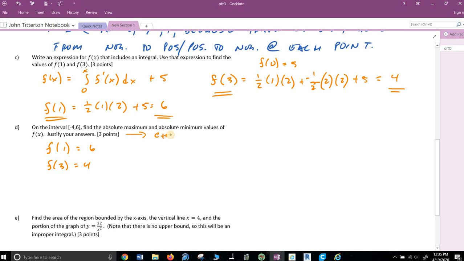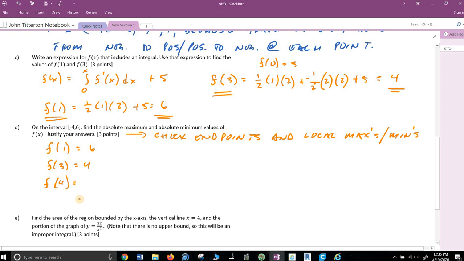All right, so I'm going to justify in advance. I'm going to say check endpoints and local relative maxes and mins. And let's reread the question. Absolute max and absolute min. He wants them both. Good for him. So we have to check out what f of 4 is.